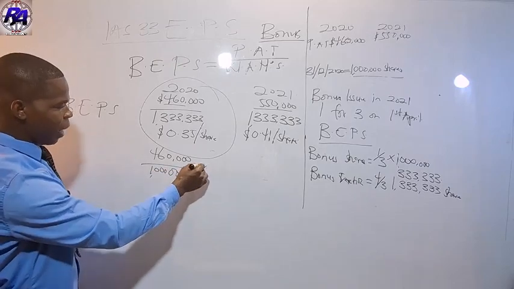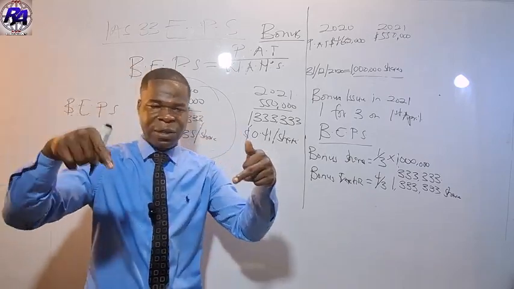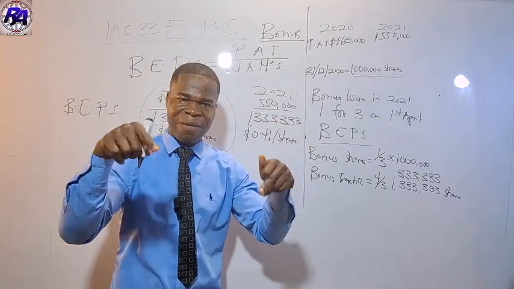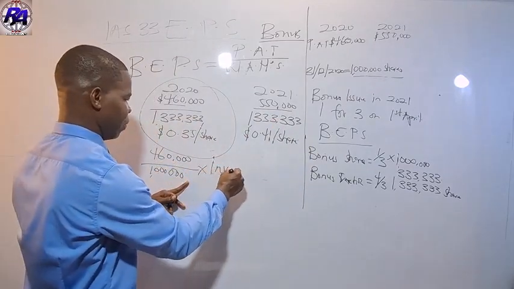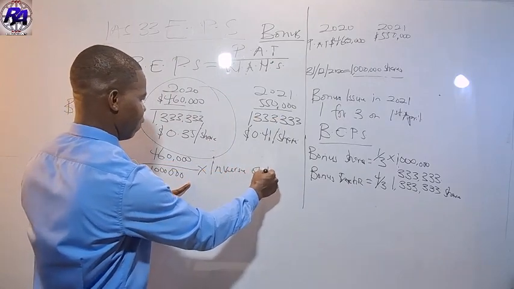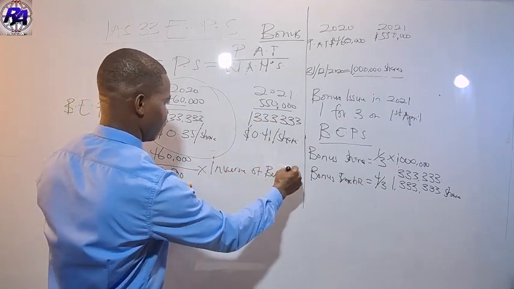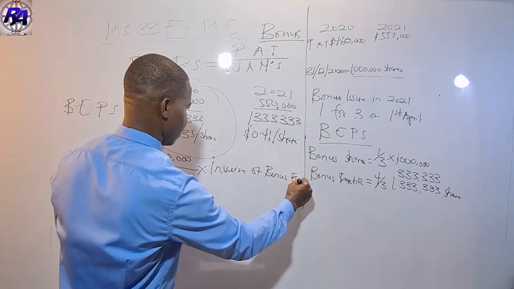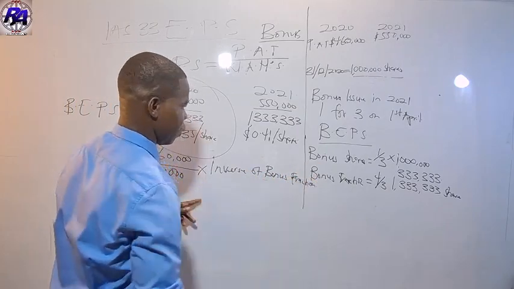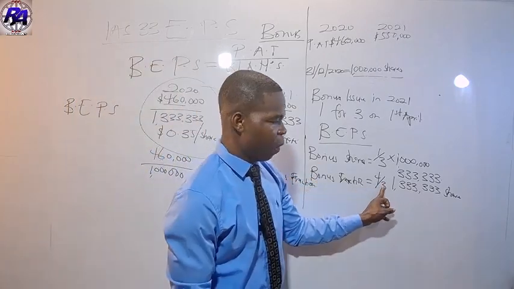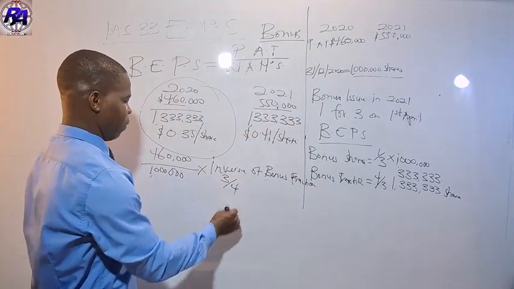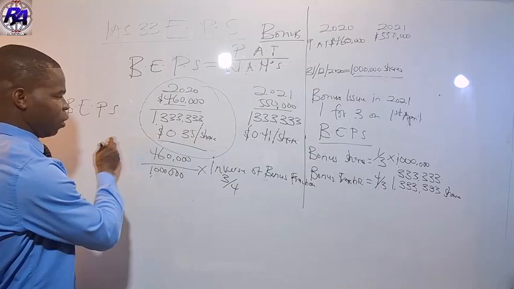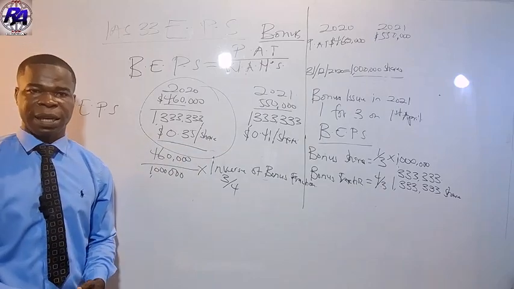And then we multiply this by the inverse of the bonus fraction. So we multiply this by the inverse of the bonus fraction. Don't forget, inverse of bonus fraction. So in this case, our bonus fraction was 4 over 3. So we will multiply this by 3 over 4. And this should give us the same 0.35 dollars per share.